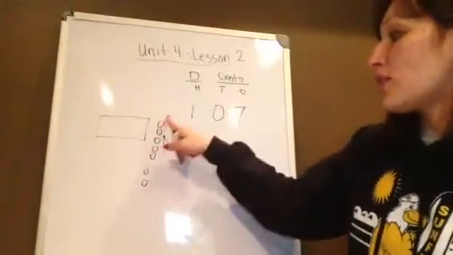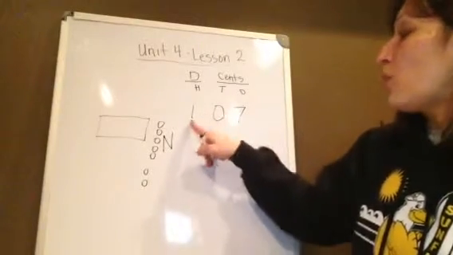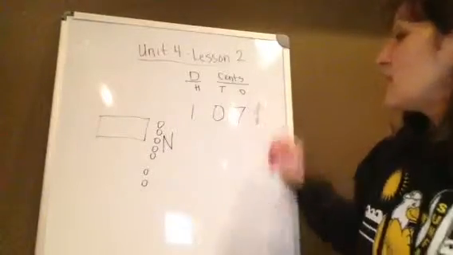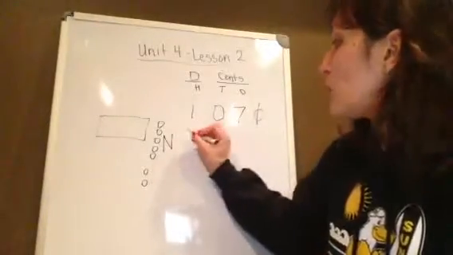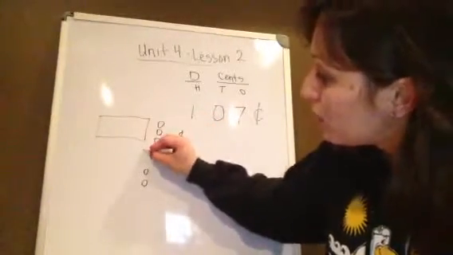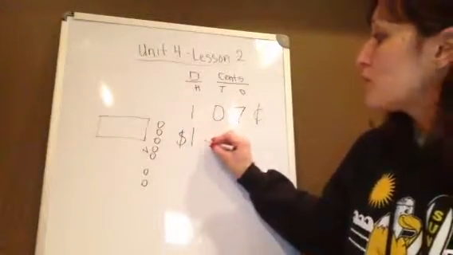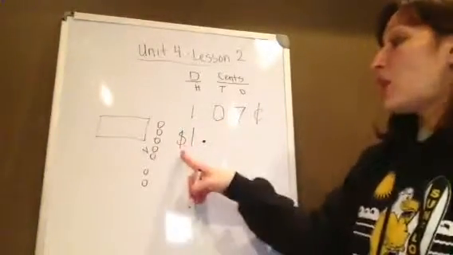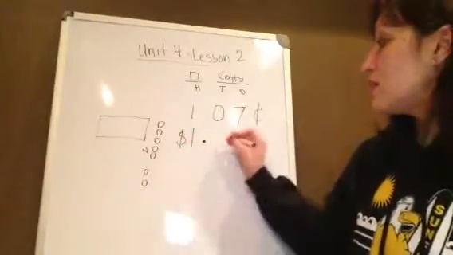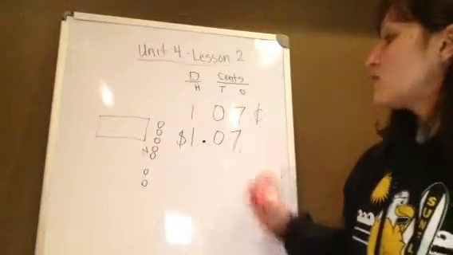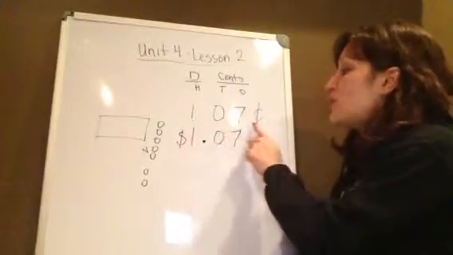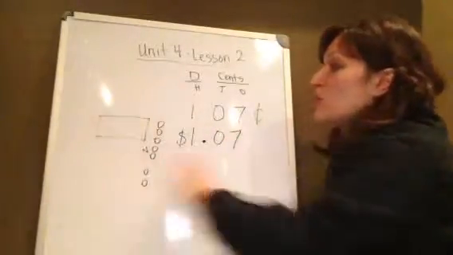So if we had $1.07, we would write that 107. The other way to write it in the dollars and cents way would be to make our dollar sign. Let's move that nickel over here. And we'd write $1. There's our decimal point to separate the dollars from the cents. We still have 0 tens because we only have 7 cents. $1.07 is the same as 107 cents, and this might be the way the picture is shown.